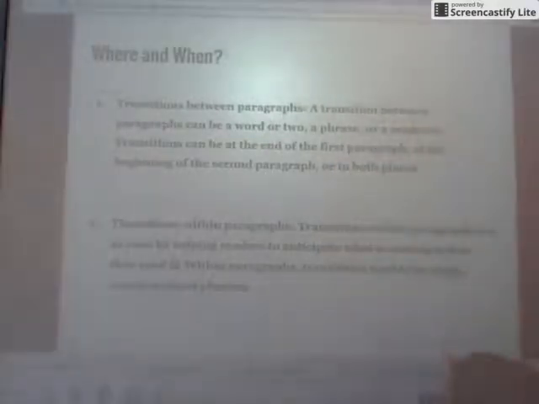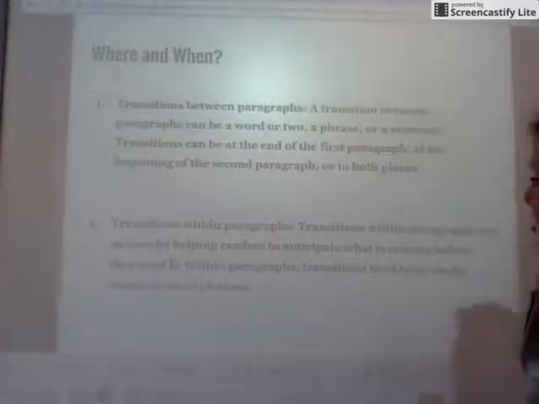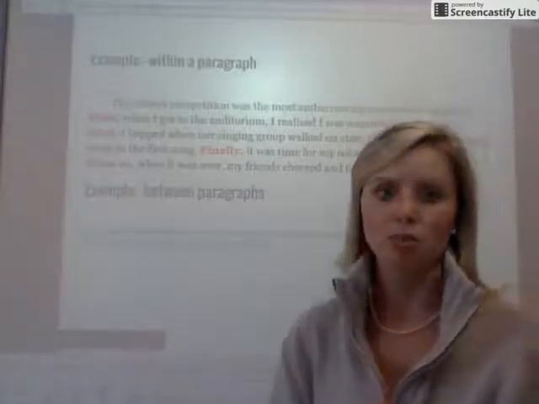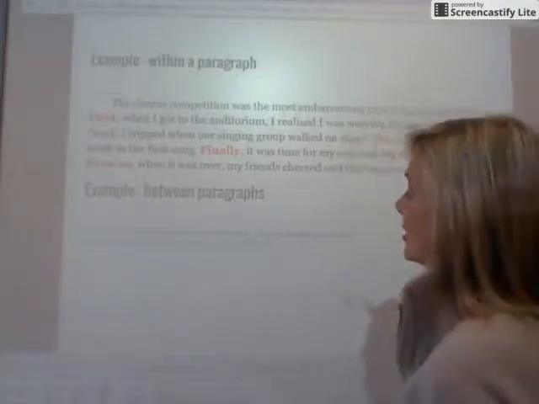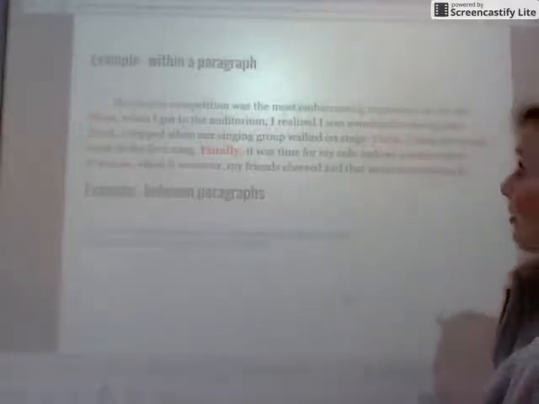And here's that slide if you want to read it. Remember, at any point you can pause these videos. All right, here's an example of transition words within a paragraph. This is the same example I provided for you when we talked about writing a paragraph.